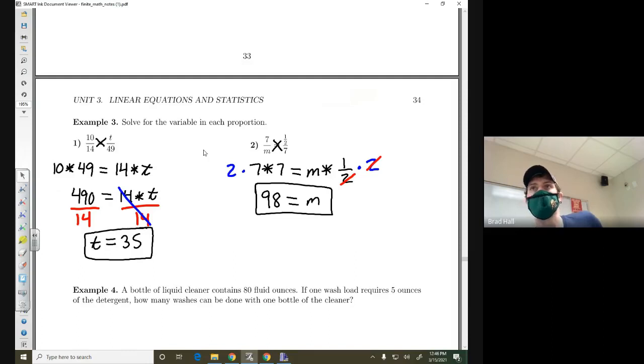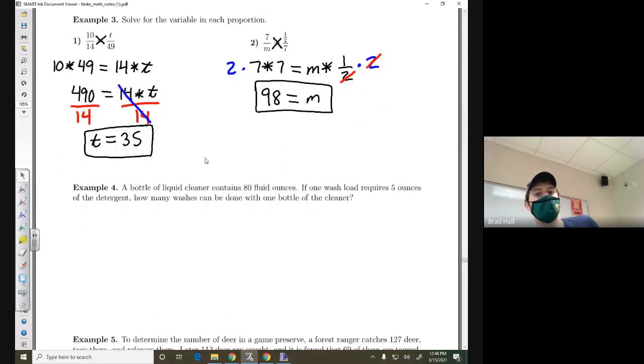Okay, well, let's unfortunately go into the word problem aspect of this section. So proportions are fine, but now we have to deal with this idea of setting up the proportion. Once we set up the proportion, then it's going to be a matter of cross multiplication. So example 4, there's a bottle of liquid cleaner that contains 80 fluid ounces, okay? One load requires 5 ounces. How many washes can be done with the 1 bottle of the cleaner?